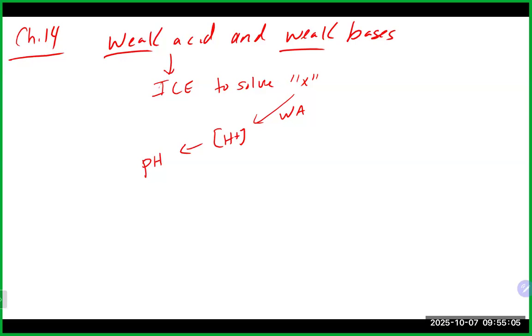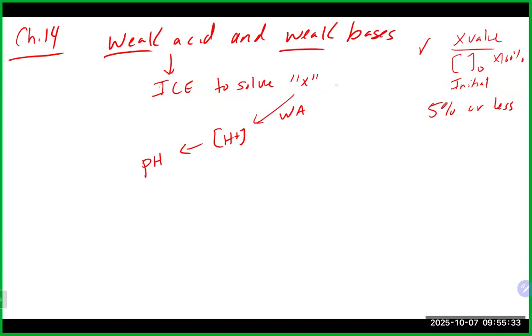To check your assumption, you need to take the X value you got and divide it by the initial concentration of whatever you're going to subtract it from, and times it by 100%. And again, 5% or less is the rule we're going to go with. And it would be a good one. If not, then you do need to go back and solve it some other way.